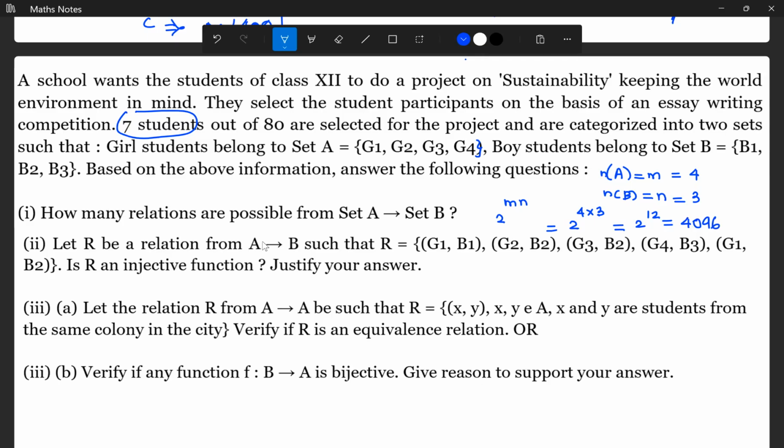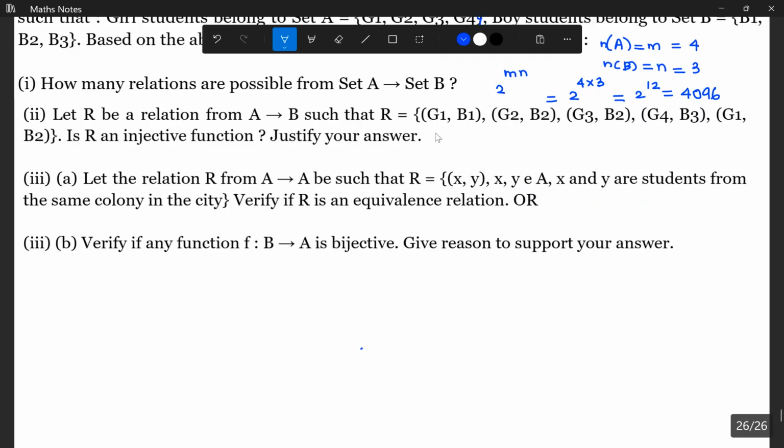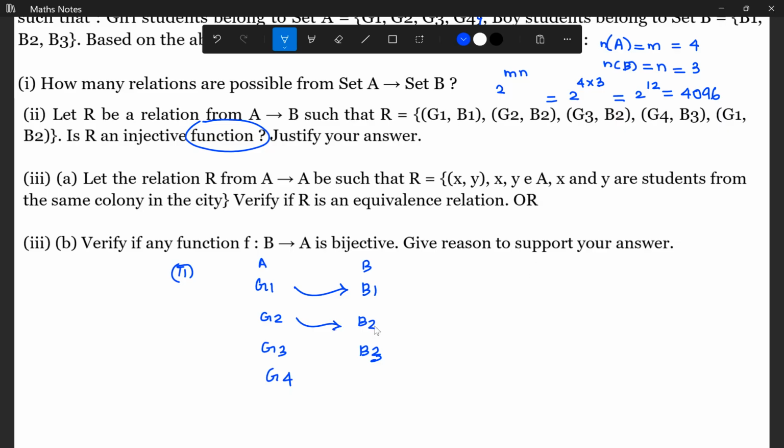On to the next question. Let R be a relation from A to B such that R is given as (G1, B1), (G2, B2) and so on. So I'm going to quickly make this as a function kind of arrangement. G1, G2, G3, G4 is set A for the second subdivision, and set B is B1, B2, B3. Now arrow from G1 to B1, G2 to B2, then G3 to B2, and then G4 to B3.